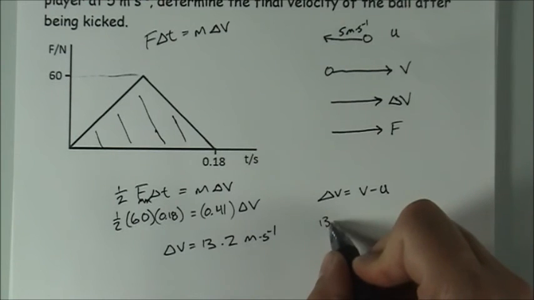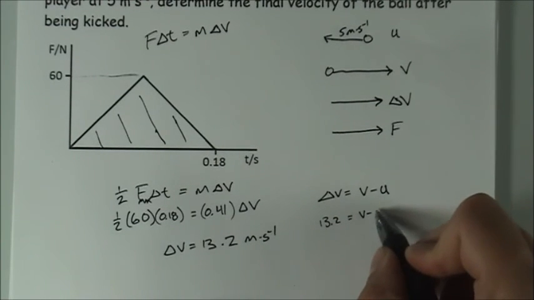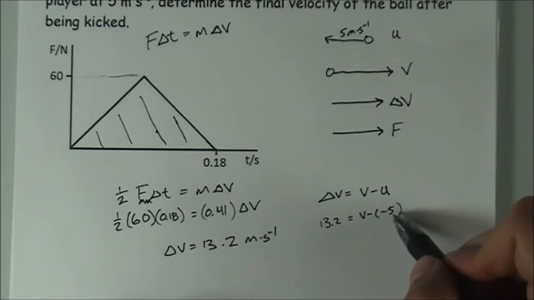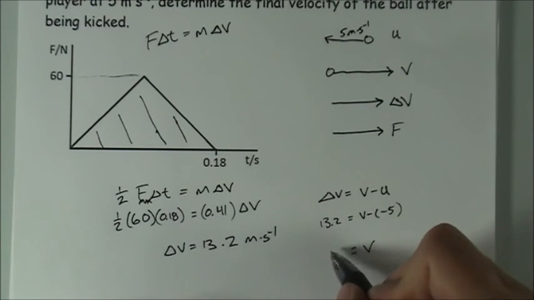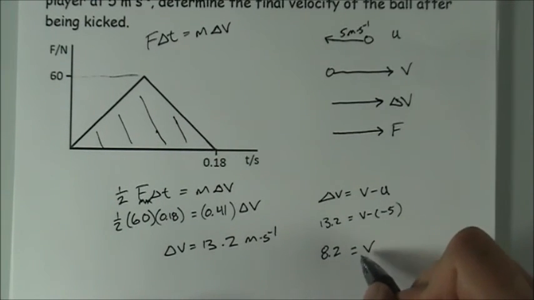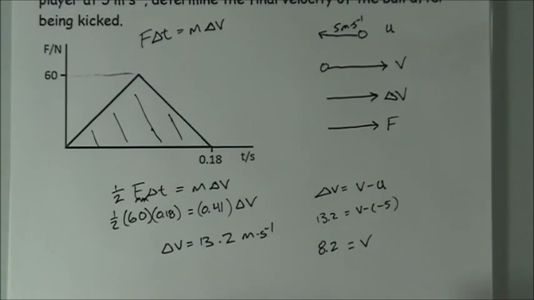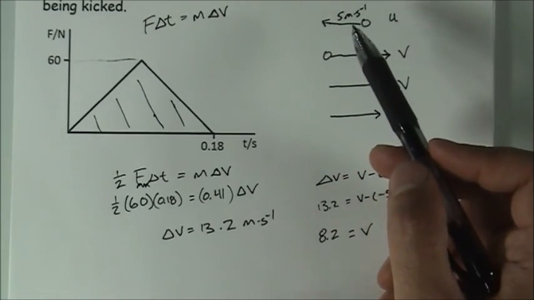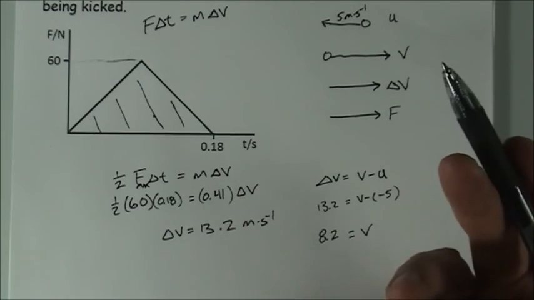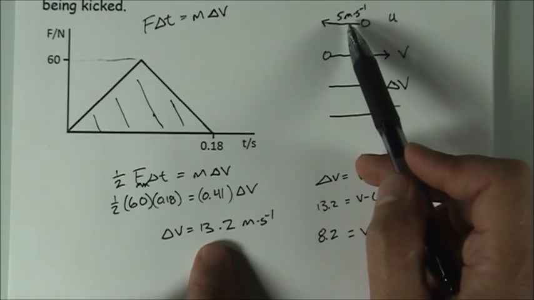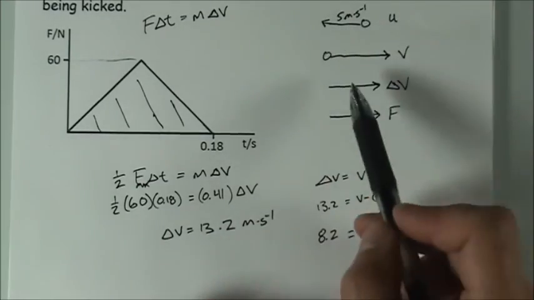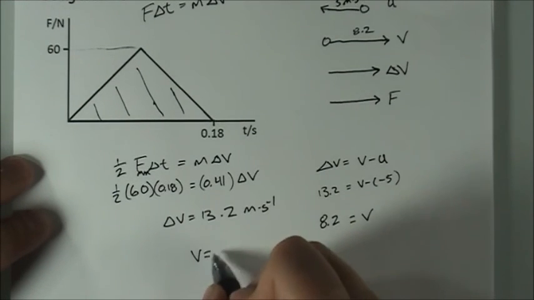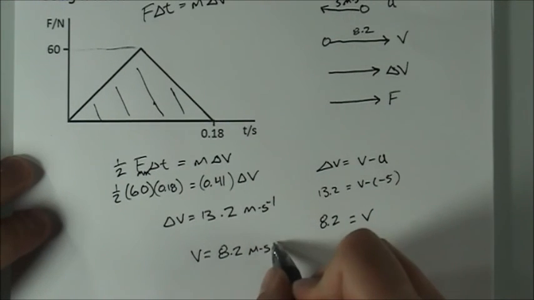And I would say that 13.2 equals v minus negative 5. So this would be v plus 5, and I would subtract 5 from the other side to get v equal to 8.2 meters per second. Now, you don't have to be so formal. You could just reason it out. If the ball came in at 5 and the change in velocity was in the opposite direction at 13, then obviously I'm going to take away 5 meters per second from the 13. That would leave me 8 to travel off in this direction. So our final answer is that v is equal to 8.2 meters per second.